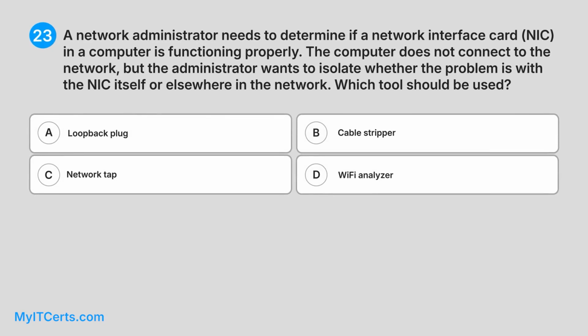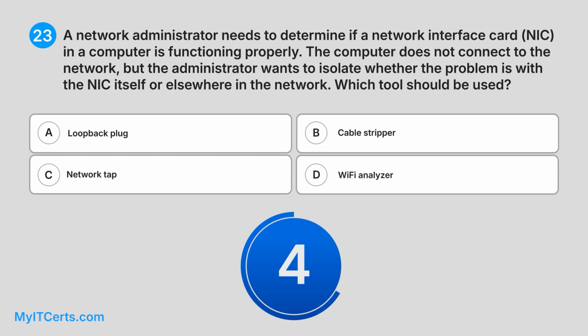(23) A network administrator needs to determine if a network interface card, NIC, in a computer is functioning properly. The computer does not connect to the network, but the administrator wants to isolate whether the problem is with the NIC itself or elsewhere in the network. Which tool should be used? A. Loopback plug. B. Cable stripper. C. Network tap. D. Wi-Fi analyzer. Do you know the answer?